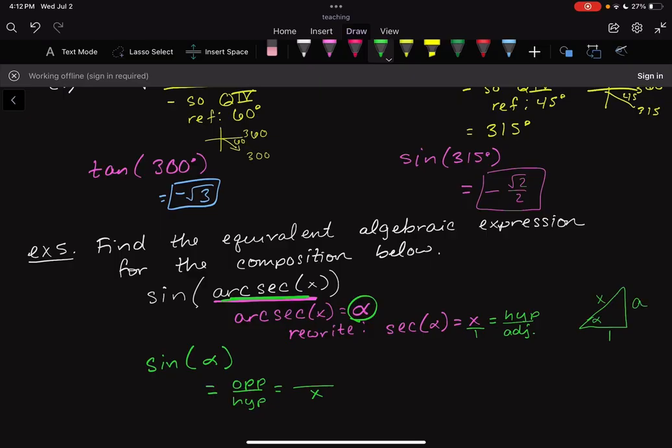I'm going to call this side a temporarily. We'll say 1 squared plus a squared equals x squared. Solving for a, I get a squared equals x squared minus 1, because 1 squared is just 1. Then if I take the square root, I get the square root of x squared minus 1. So at the top here, we have the square root of x squared minus 1. And that's it. So pretty much just using triangles, but it's a little bit different way of thinking.